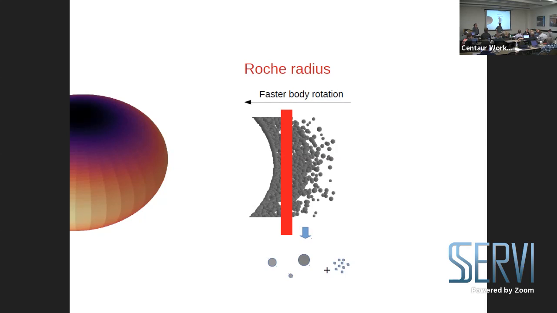My question was, when you started putting material around the body in your simulation, did you have a preferential equatorial distribution? This was totally equatorial. There is no latitude effects. So this would have to be a process that would inject material equatorially.